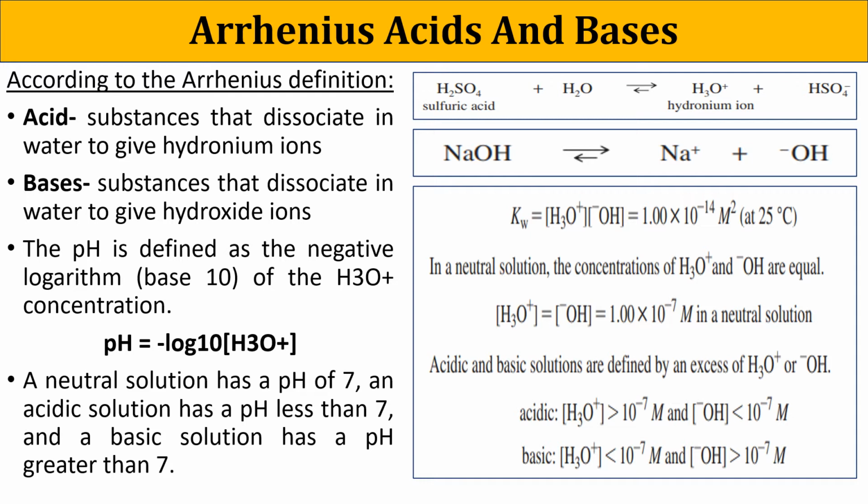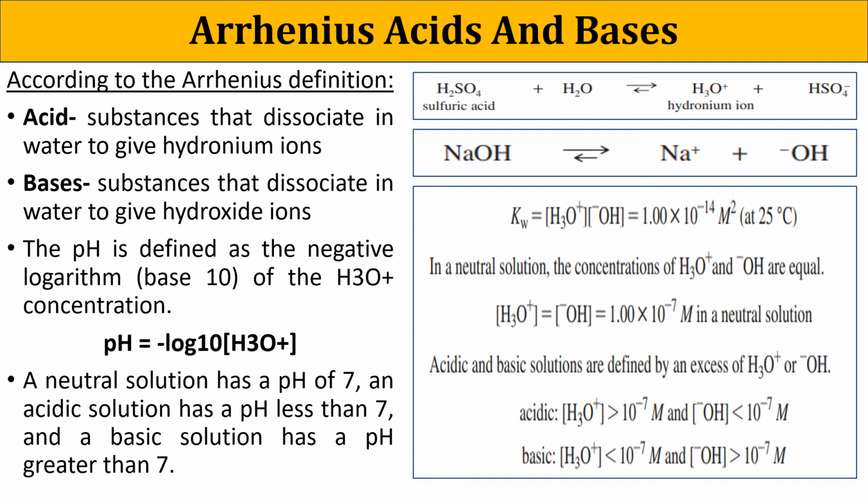The value also implies the concentration of hydroxide because these two concentrations are related by the water ion product constant, which is 1 times 10 to the power minus 14. In a neutral solution, the concentrations of hydronium and hydroxide ions are equal, which means that the hydronium ion is equal to the hydroxide ion, and the value is 1 times 10 to the power minus 7 in a neutral solution. Acidic and basic solutions are defined by an excess of hydronium or hydroxide ion.